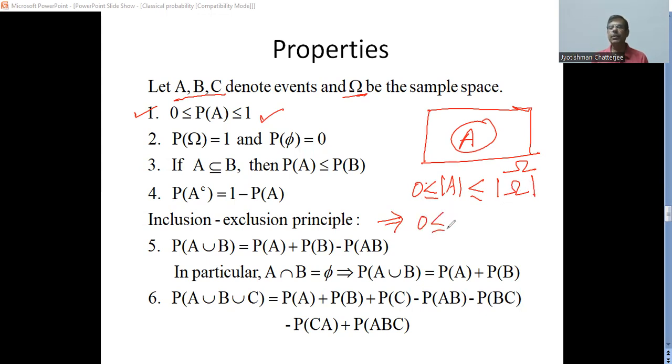Now, this gives us that if we divide all these sides by size of omega, then we'll get 0 is less than or equal to size of A by size of omega is less than or equal to 1. And in turn, this gives us 0 is less than or equal to probability of A, because this ratio is nothing but probability of A, and that is less than or equal to 1. So you see how easily we get this property.